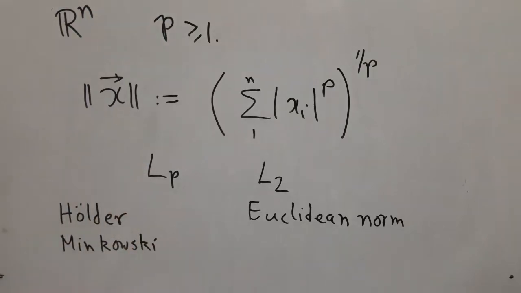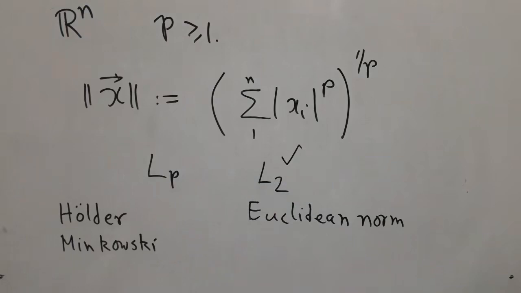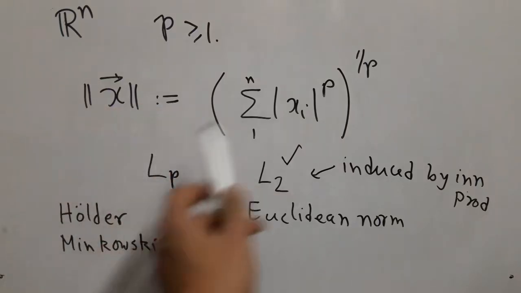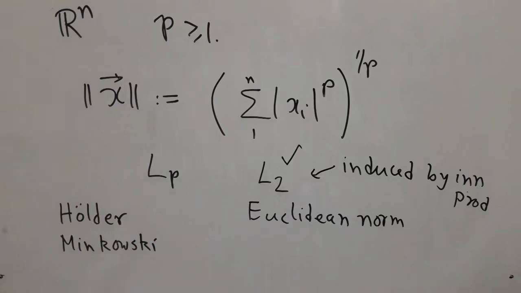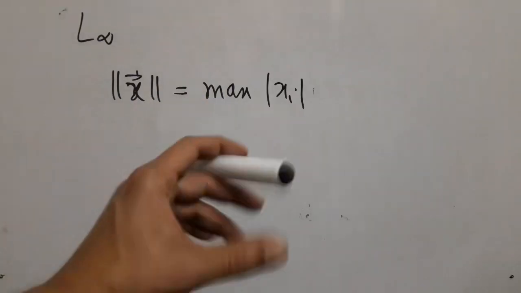Now it is interesting to note that out of this huge LP family, only the L2 norm is induced by an inner product. And the inner product is obviously the Euclidean inner product or the usual dot product. And it is not at all difficult to show that the others are not induced by inner product using the parallelogram identity. Now a limiting case of the LP norm is the L infinity norm, which is defined like this.